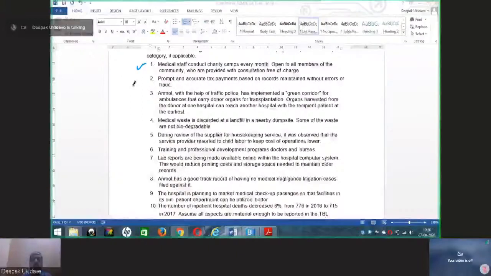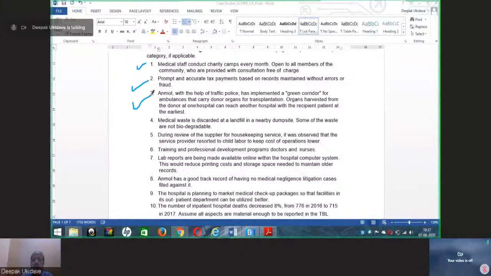Next one, prompt and accurate tax payments based on records maintained without errors and fraud. Right? So there is no manipulation, no window dressing, proper records maintained and prompt and accurate tax payment made. So which aspect are we covering? Under which category? These are two questions you have to highlight in this particular question. Two aspects you have to highlight. Which aspect of triple bottom line, and second part is which part of the stakeholder we are taking care of or addressing. Which category of TBLR we are reporting.